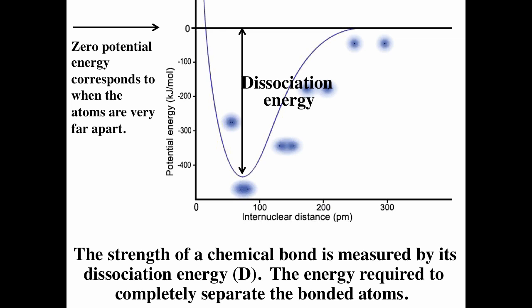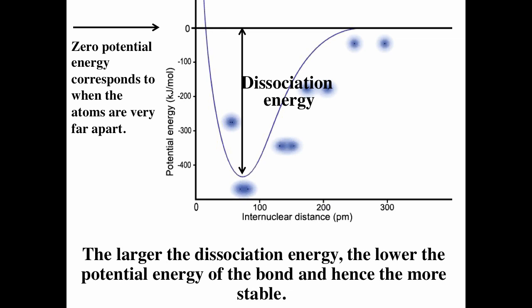Now, the difference in energy between that minimum and when the hydrogen atoms are infinitely apart is the bond energy or the dissociation energy. It's the amount of energy required to break that bond. The larger the dissociation energy, the lower the energy of the bond. The stronger the bond, the higher the bond energy, hence the more stable.